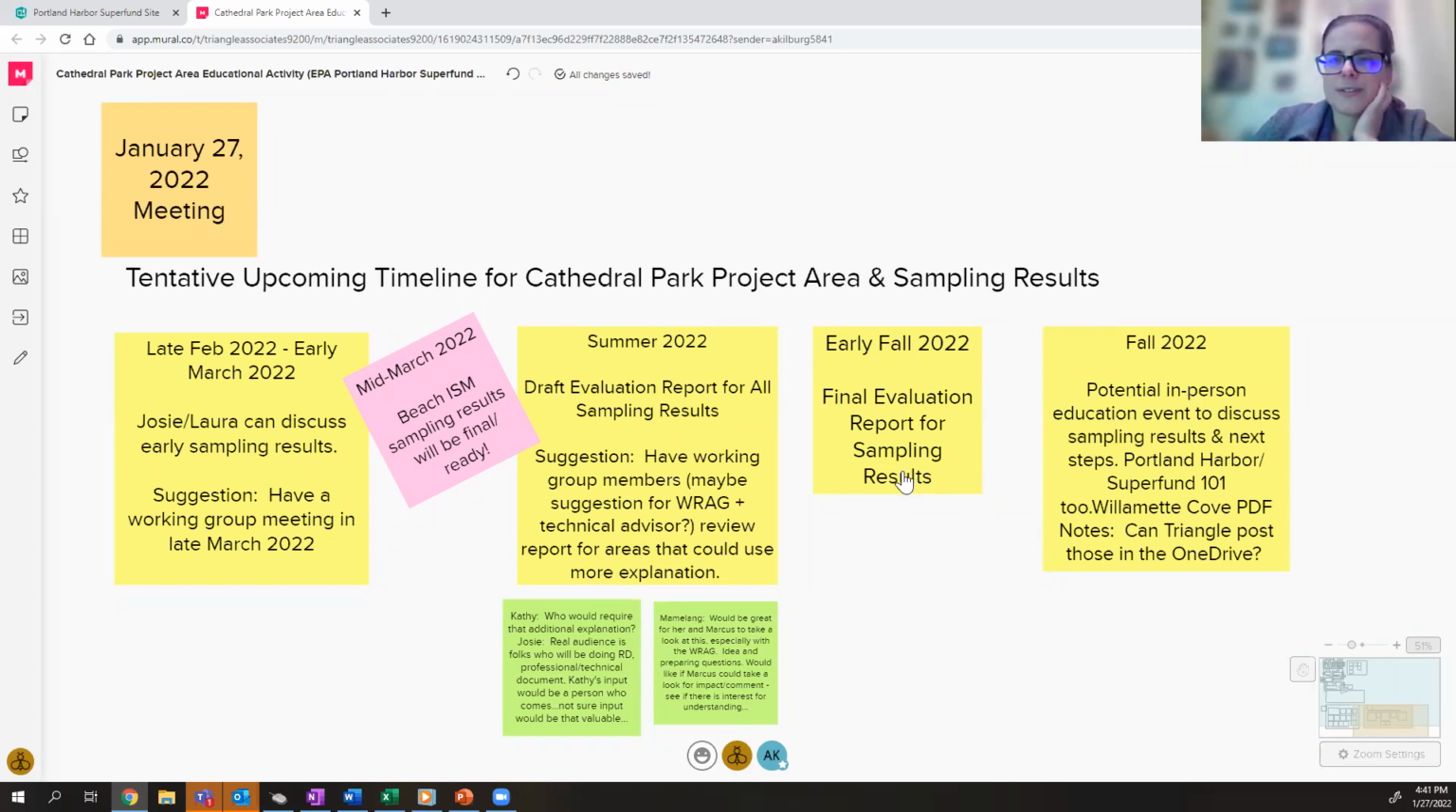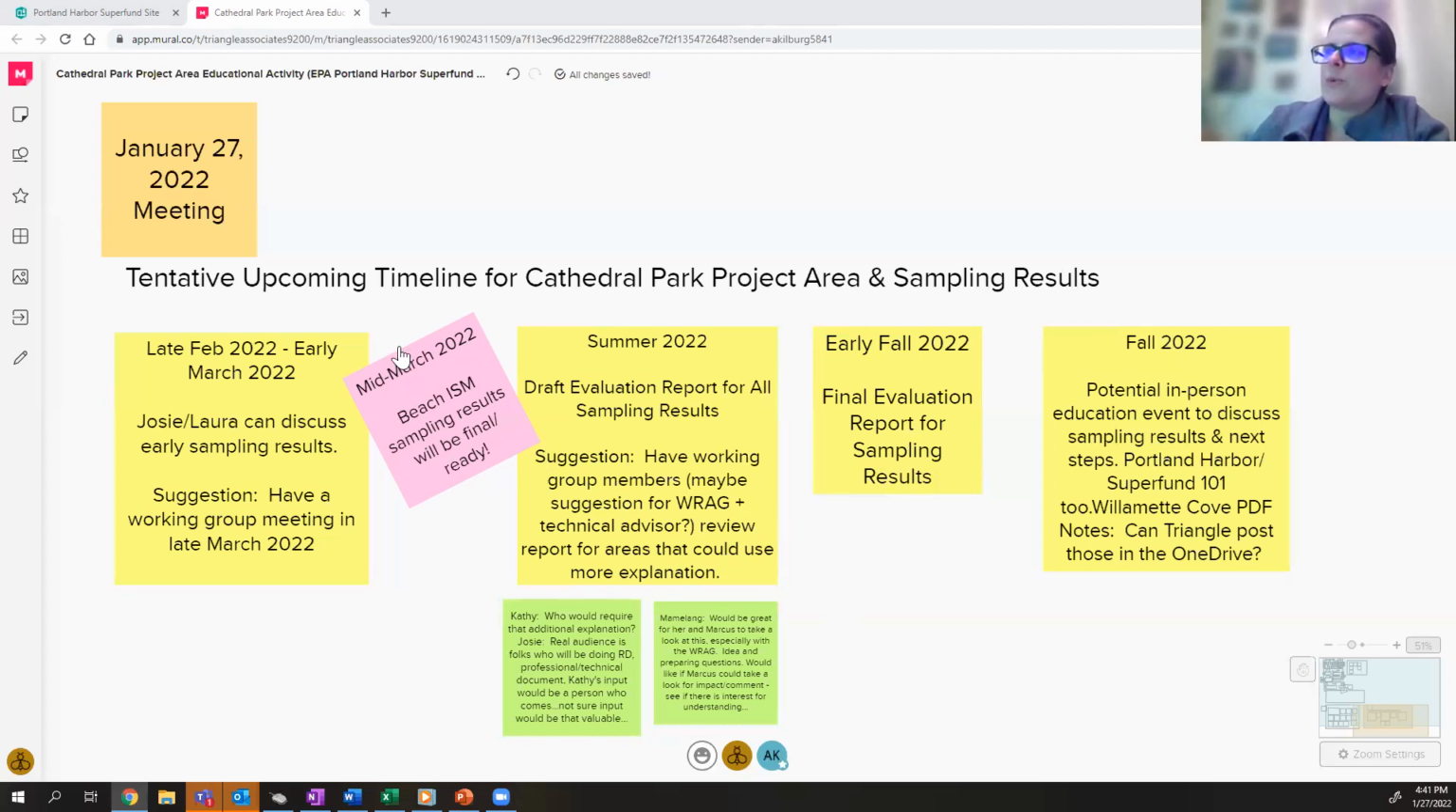Just so you know, Alyssa, you probably put it in anyway, but there is a special document collection that EPA has for the Cathedral Park project area. So she'll put that link in the chat. Thank you so much, Alyssa. And that's where all Cathedral Park documents are going, in perpetuity. Some of our working group PowerPoints are in there too. Not all of them because I'm behind.